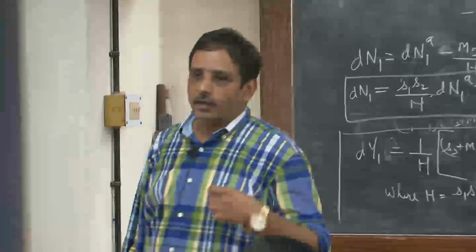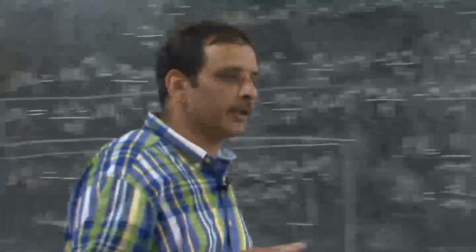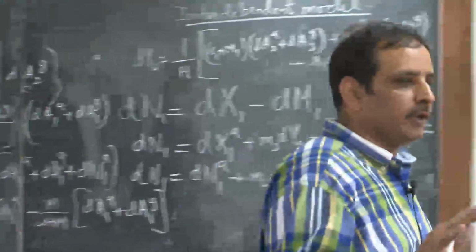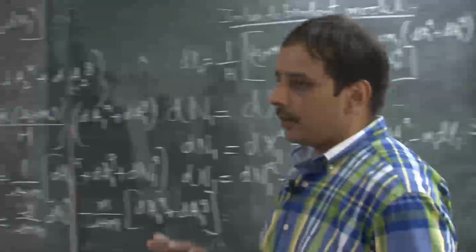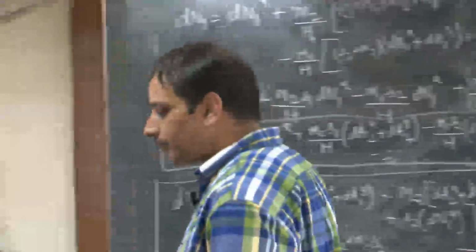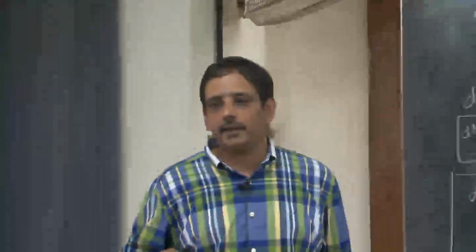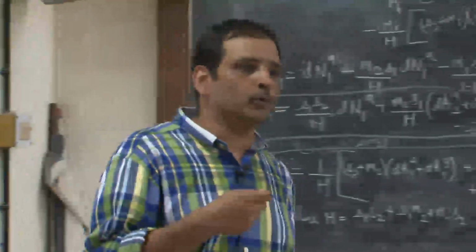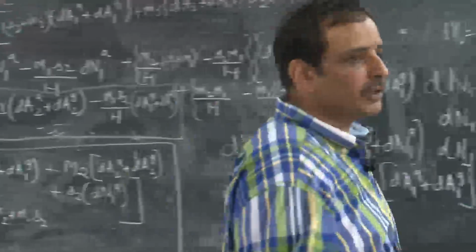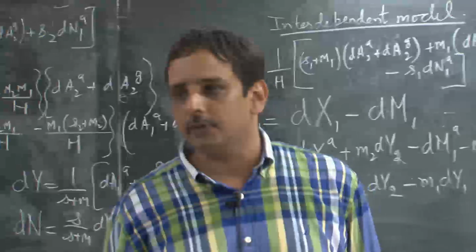So, in today's lecture, we see that even if you have an interdependent model, it is not able to adjust fully to the shocks which are given initially in the model. So, that is where we will end today. In the next lecture, we will talk about how to remove deficit and surplus in the balance of payments.